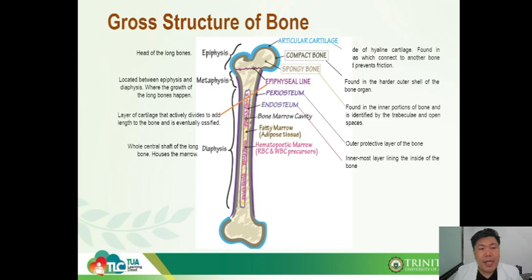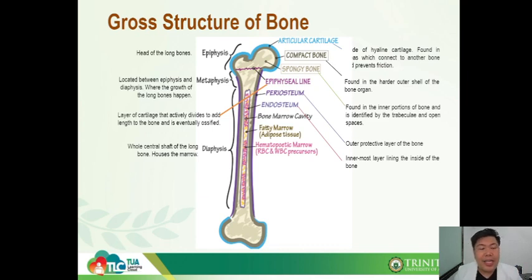So here, I'll start with the articular cartilage. The blue part here is the articular cartilage, and the purpose of that is to cover the head of the bone to prevent friction when it connects to another bone.